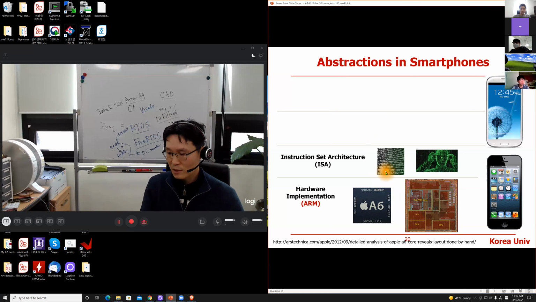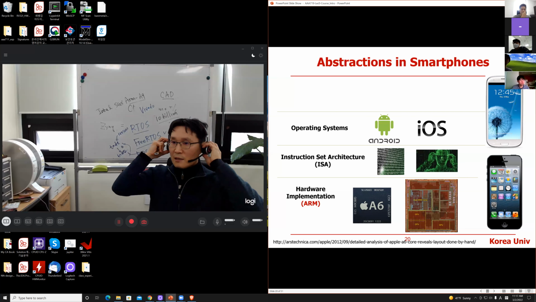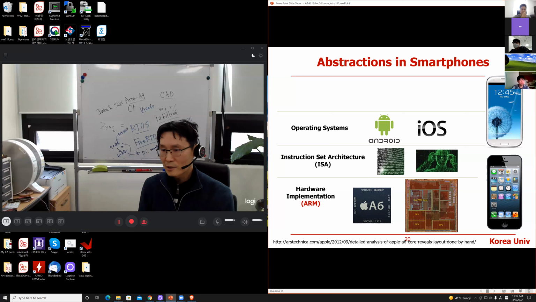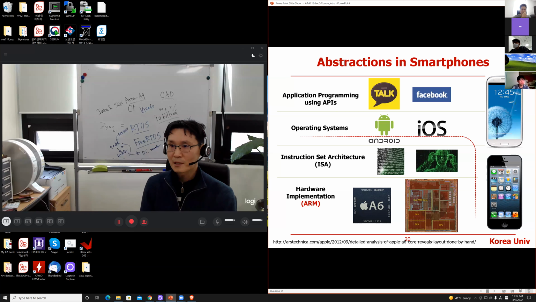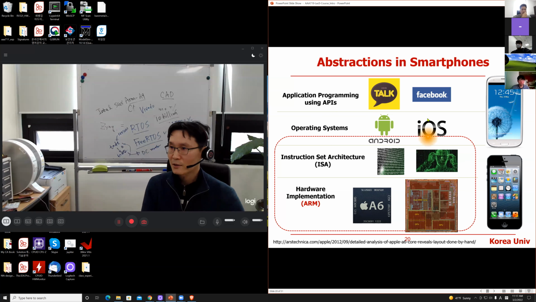But that is also very complicated, these ones and zeros. That is why we have operating systems, Android, iOS. On top of that, you can do everything you want. Again, we are interested in this layer.